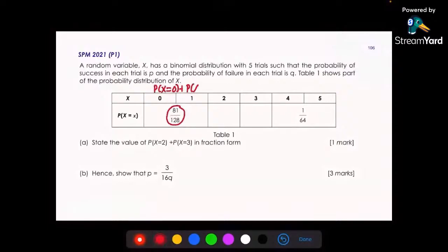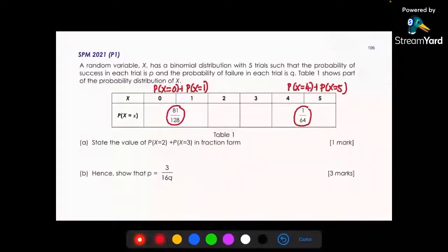Same goes to this one. This is P(X=4) plus P(X=5). You add them together. So nak tahu yang ini. So maksudnya bila you add this together, yang ini, this one we don't know. Ini total X kan, you akan dapat 1. So what we did is 1 tolak yang inilah. 1 minus 81/128 minus 1/64. You akan dapat 45/128. This one adalah 45 per dengan 128. Maka dia 1 saja. Kat sini just 1 only.